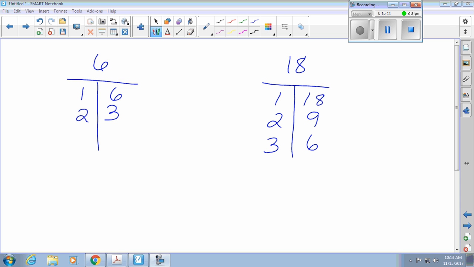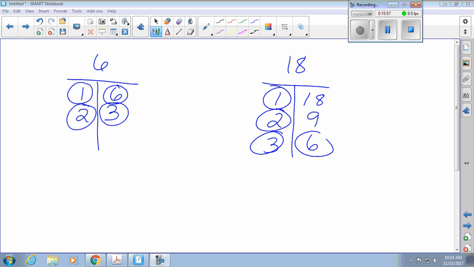All right, so circle the common ones. Which ones are common, Katie? 1s, 2s, 3s, and 6s. Holy cow. 4 factors. All right, so we don't care about all the factors. In this case, we care about the GCF. So what is the GCF, everybody? 6. So we're going to write the GCF of 6 and 18 is 6.